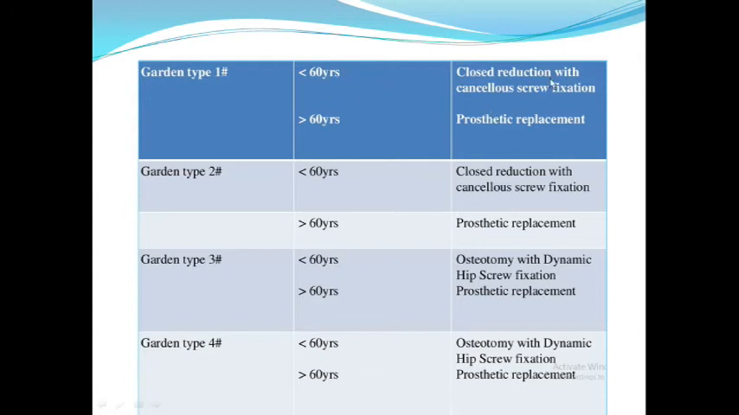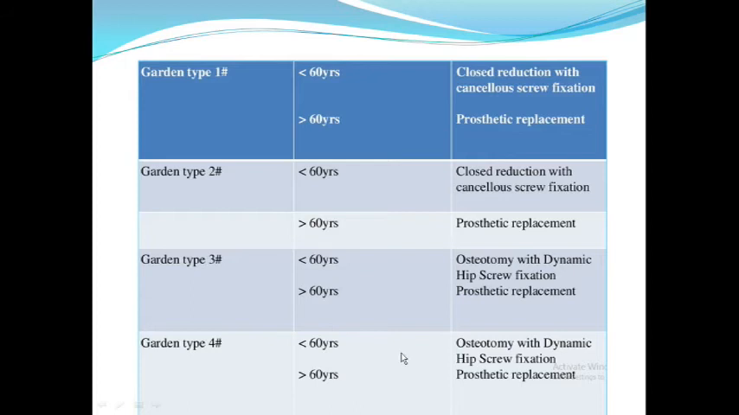Less than 60 years, again we are doing closed reduction with cannulated cancellous screw fixation. Greater than 60 years, we do prosthetic replacement. Garden type 2, again less than 60 years, we do closed reduction with screw fixation. Greater than 60 years, prosthetic replacement. Type 3, we can do osteotomy with dynamic hip screw fixation. There is one more implant you came across, that is dynamic hip screw, or DHS as we popularly call it. Greater than 60 years, we go for prosthetic replacement.